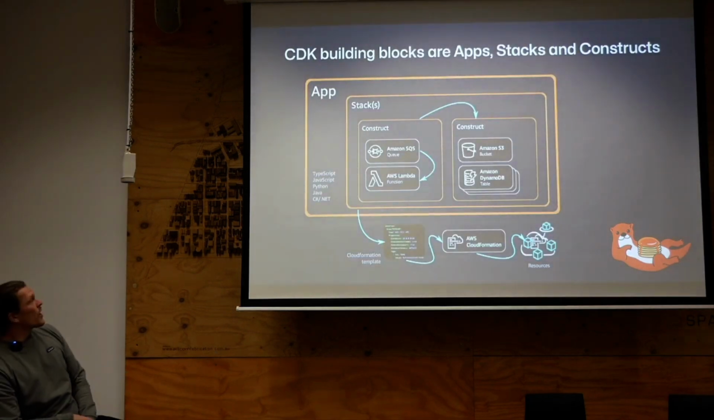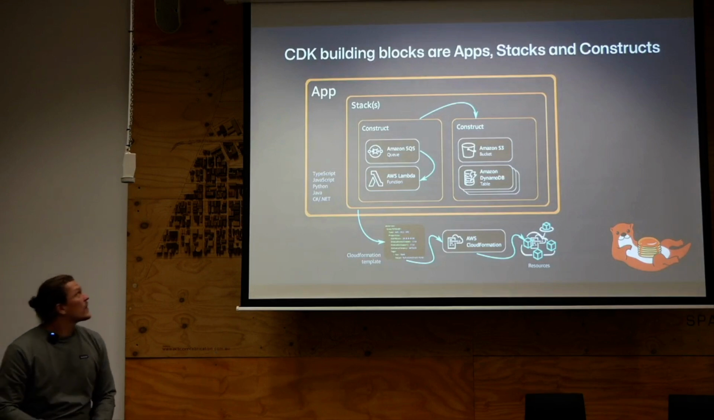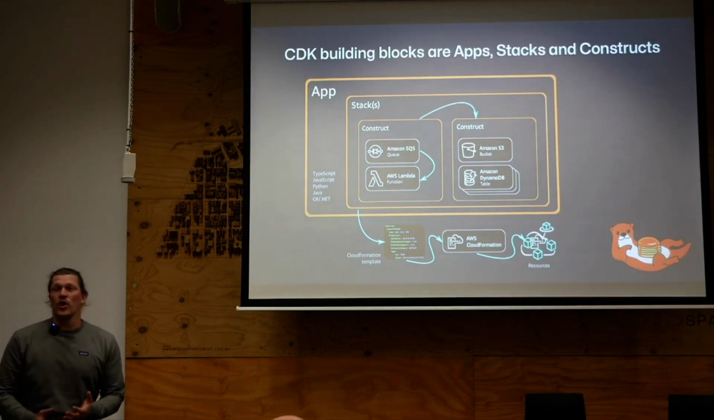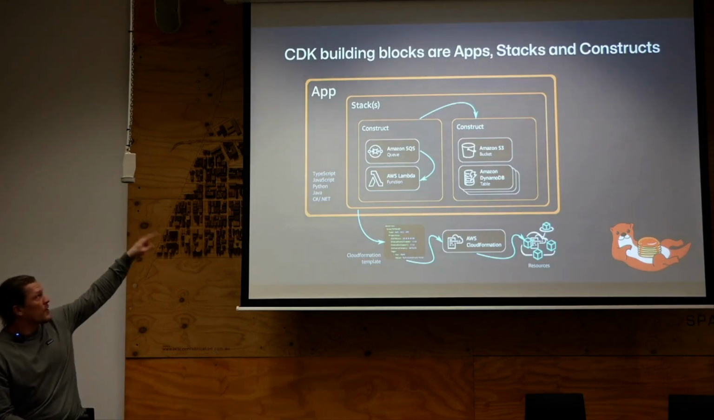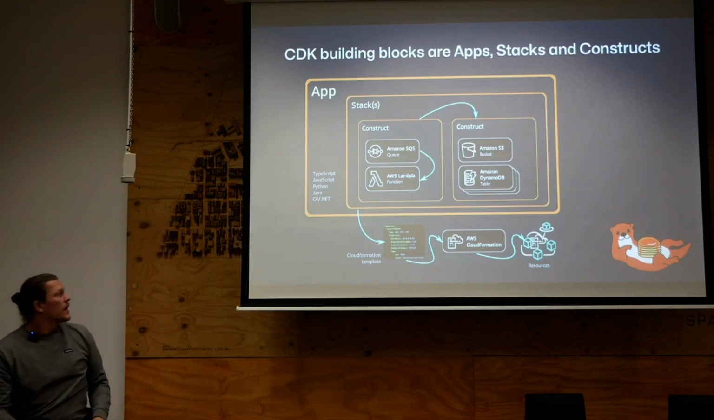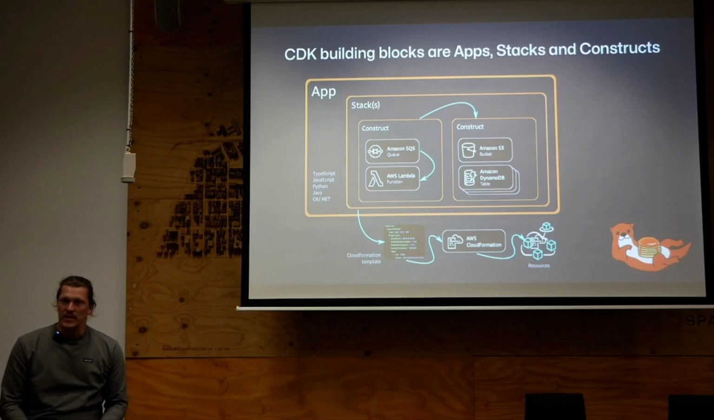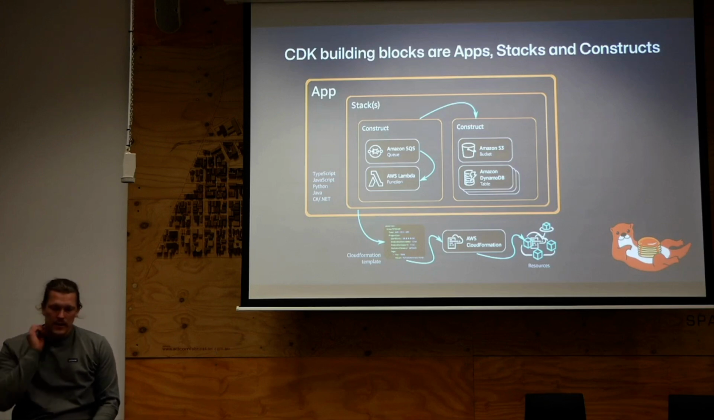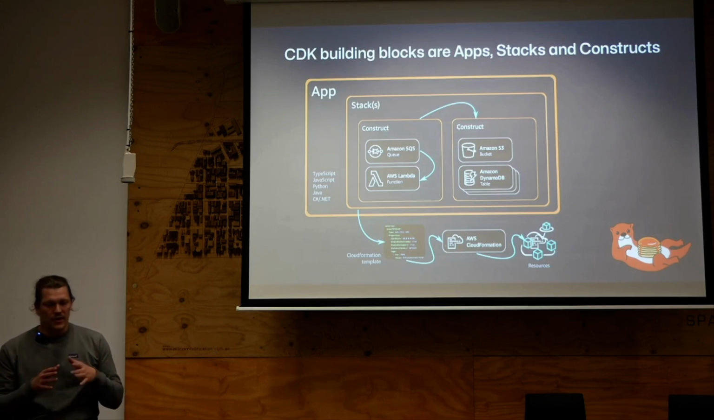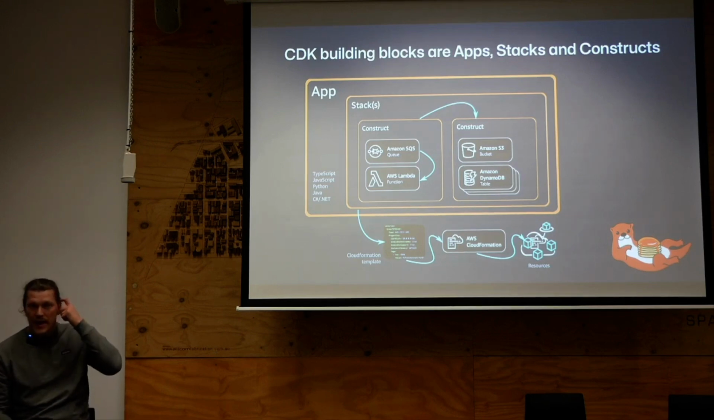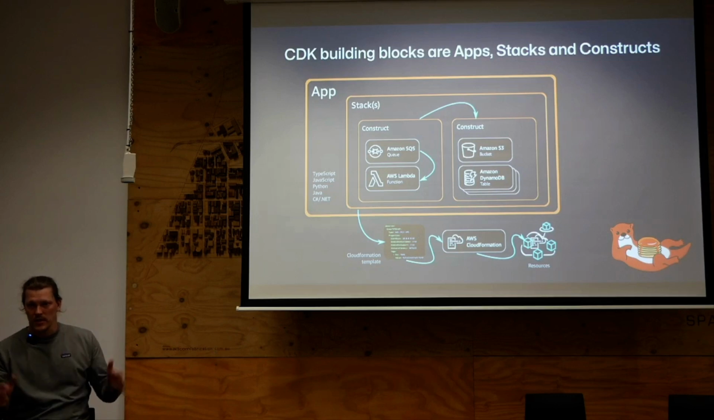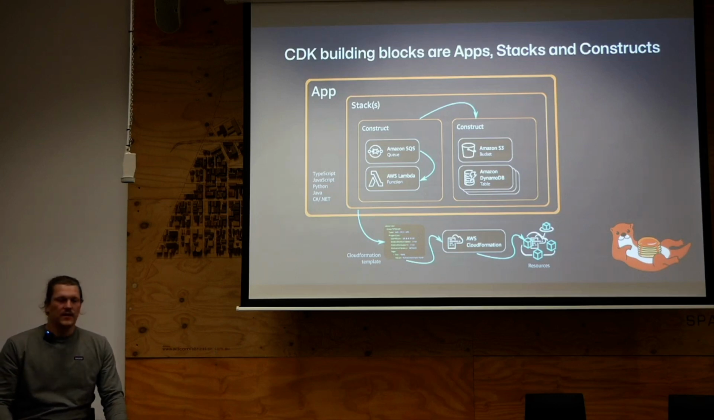So working through the building blocks that you work with in CDK, we have these three levels of abstraction: the app, the stack, and the construct. The best way to think about it is that the app is a container for one or more stacks. Within the boundaries of an app, stacks can easily refer to other resources and their attributes, so you get a nice interplay between those. And then stacks are the unit of deployment in CDK.